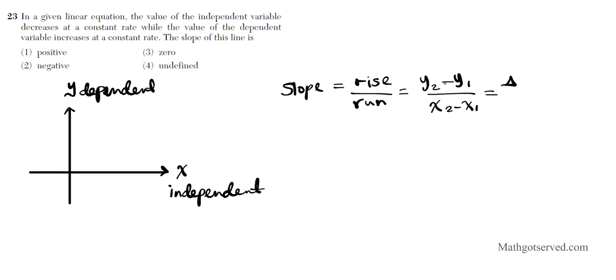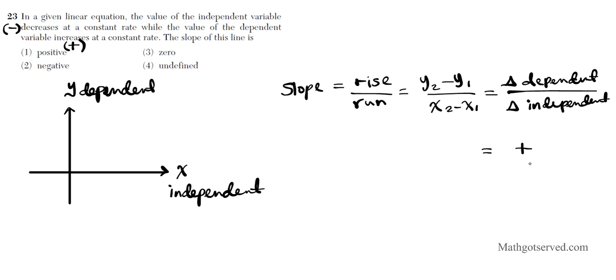And this can be written as, since y is your dependent, the change of the dependent over the change in your independent. Okay? So all we care about is the signs here. We're told that as the independent decreases, decrement is negative, the value of the dependent increases. So if we want to calculate the slope of this scenario, we're going to have a positive change in your dependent over a negative change in your independent. So what is positive over negative? If the signs are different and you divide, you have a negative. Okay? So the answer is going to be option 2.